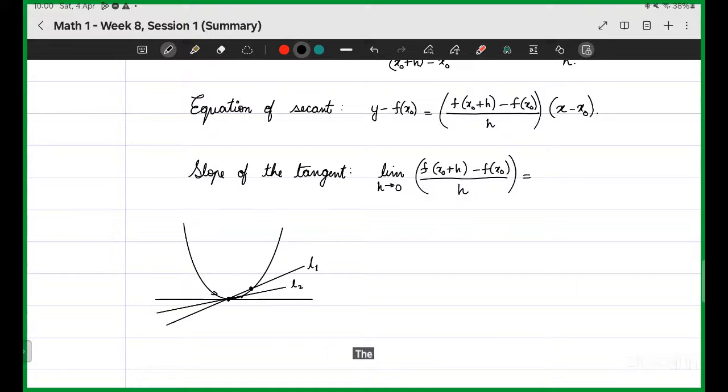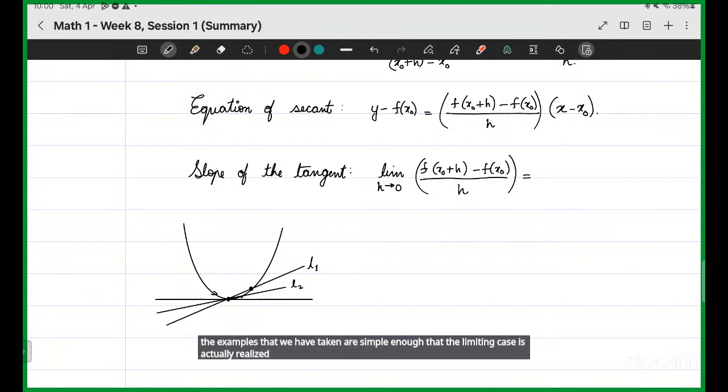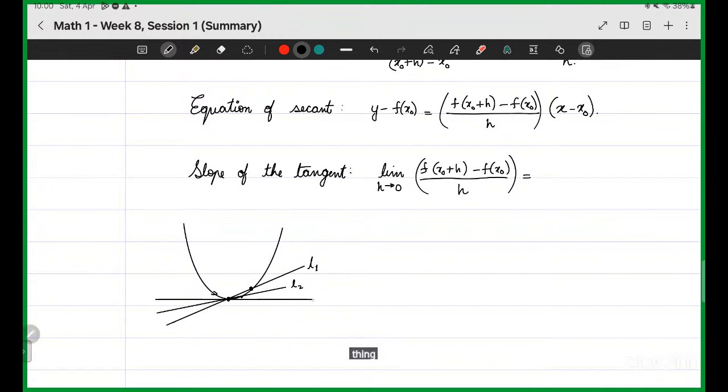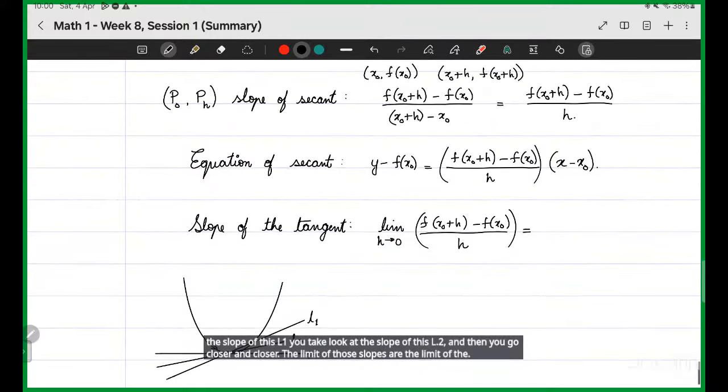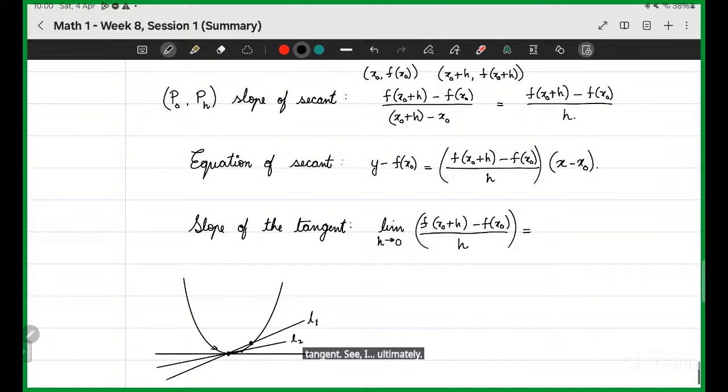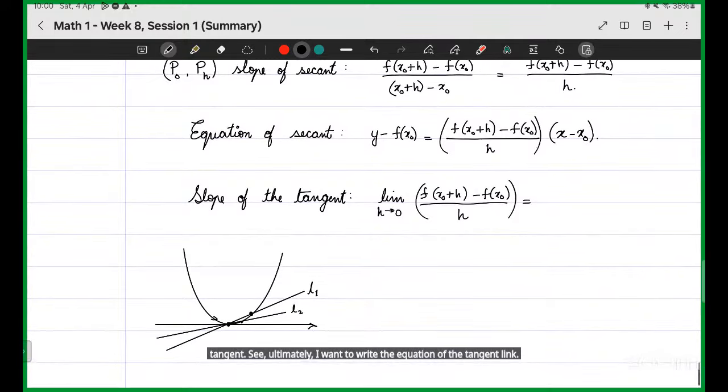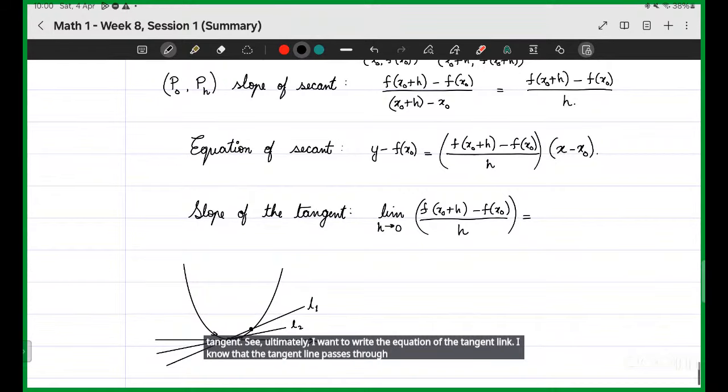The examples that we have taken are simple enough that the limiting case is actually realized, as in you can just look at that. But if you want to know what the slope of the tangent is, you look at the slope of this L1, you look at the slope of this L2, and then you go closer and closer. The limit of those slopes is the slope of the tangent. See, ultimately I want to write the equation of the tangent line. I know that the tangent line passes through (x0, f(x0)). So I want it in the point slope form. So if I get the slope, I'm done.